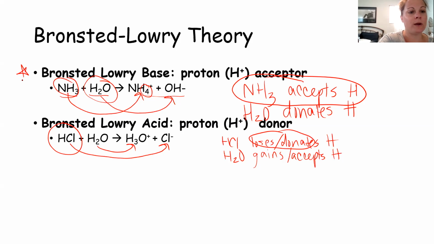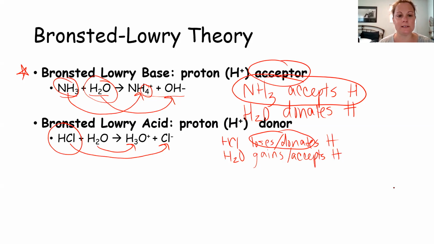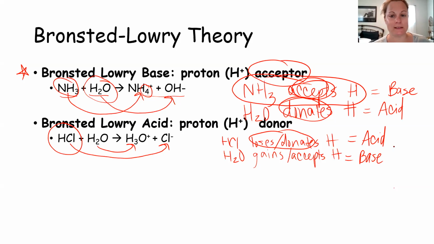Now, if I go back to the first equation, if NH3 is the proton acceptor, that means the water is the donor. You're going to see that there is an acid and a base pair in every reaction. So if NH3 is the base, that meant H2O was the acid, the donor versus the acceptor. In the second example, if HCl was the acid, then that means this water molecule in this equation was the base.